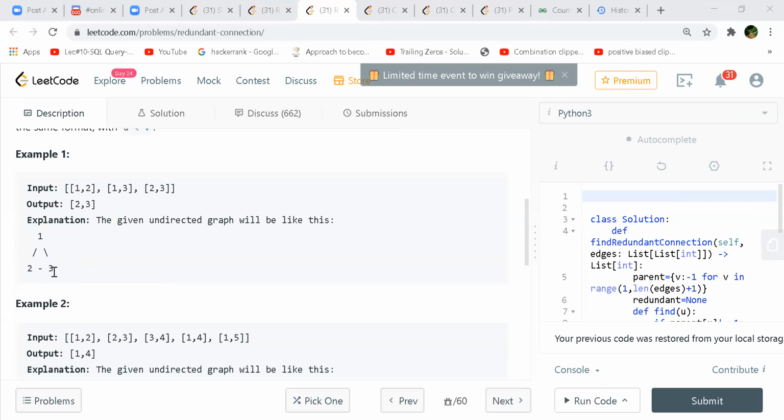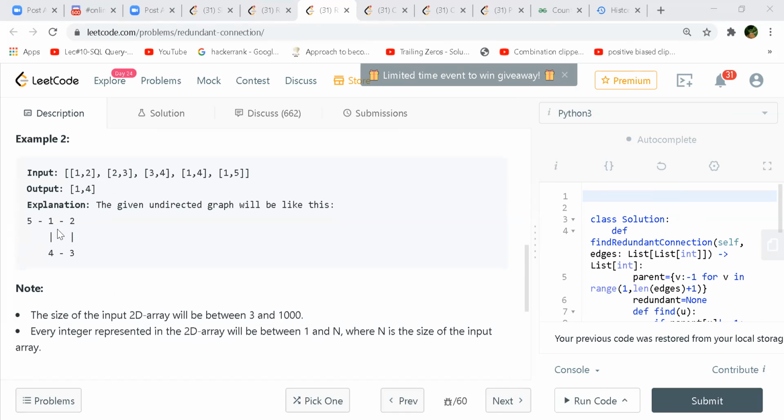So you can remove this connection, 2 to 3, because it's forming a cycle. But you could have removed 1 to 2 also, or 1 to 3. And here you'll have to remove 1 to 4, right? Because that will break the cycle.